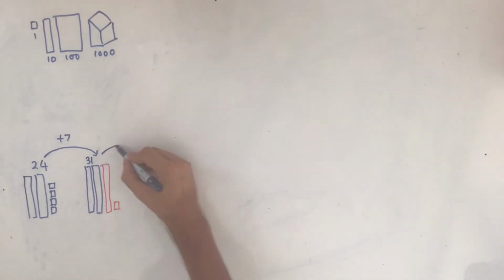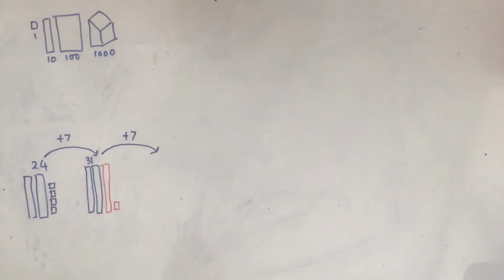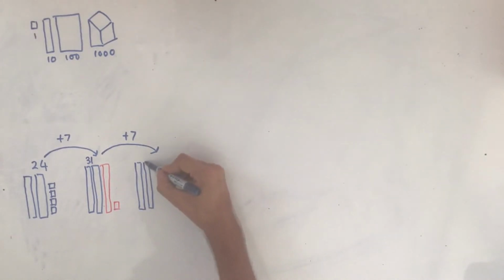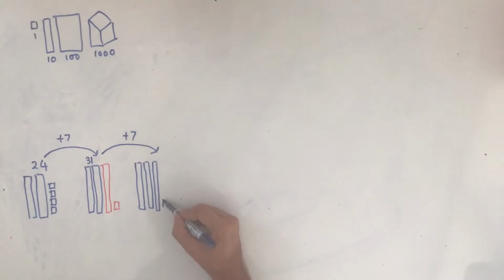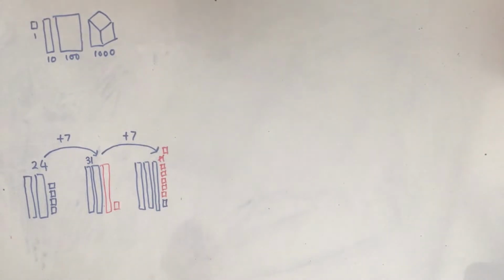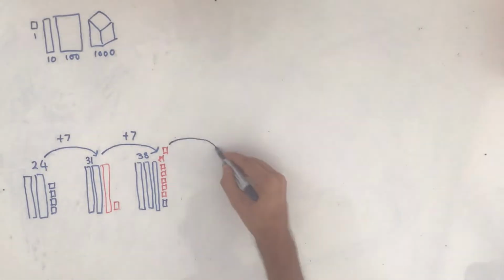Let's add another 7. See if you can guess what the next one might be before I finish drawing it. 10, 20, 31, and then I'm going to add the 7 with the different colour. 1, 2, 3, 4, 5, 6, 7. Let's count. 10, 20, 30, 31, 32, 33, 34, 35, 36, 37, and I've got 38. There's no 10 there that I need to change over. Let's go for another one.